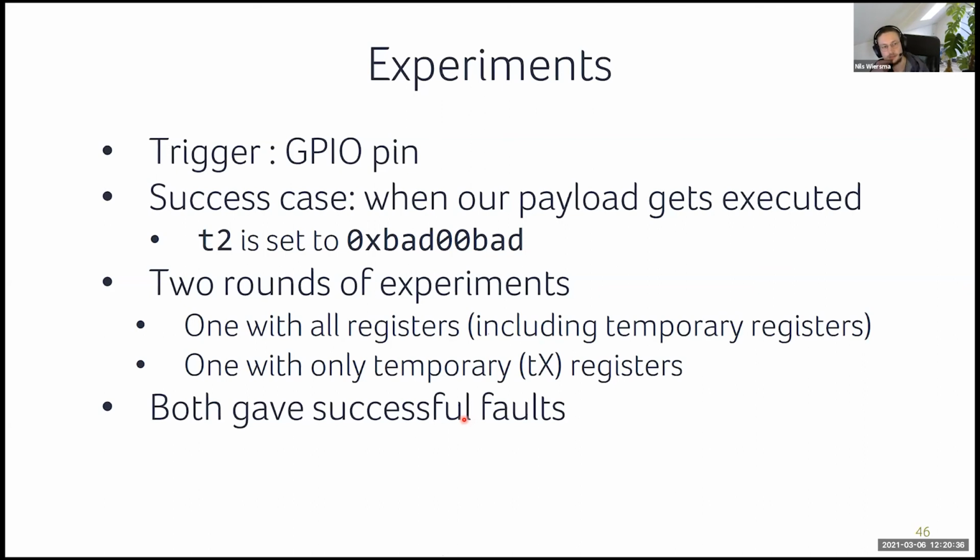We considered our experiment successful if we observed this magic value in T2. And we did 2 rounds of experiments, one where we use almost all of the registers that are available to us in our memcopy, and another one where we only use the temporary registers. And what we found is that both gave us successful faults.